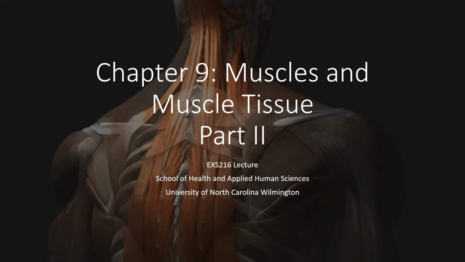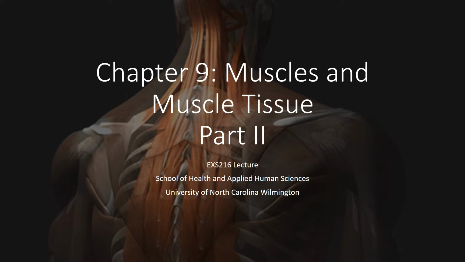Welcome to Chapter 9, Muscles and Muscle Tissue, Part 2 of 3. In Part 1, we reviewed muscle tissue, the characteristics and functions of all types of muscle tissue, and then we shifted our focus to skeletal muscle. We studied the gross anatomy as well as the microanatomy.